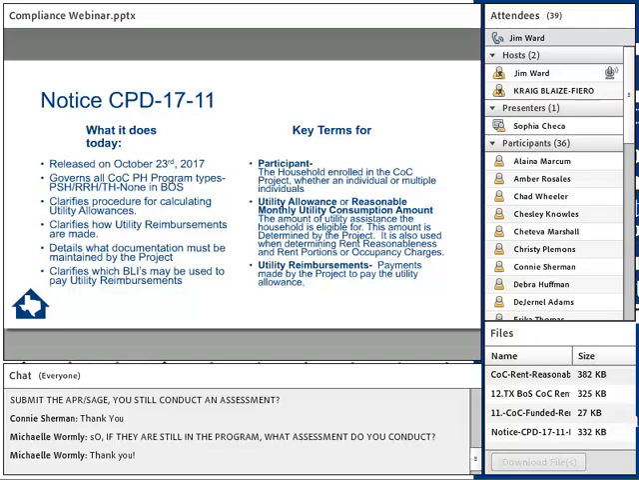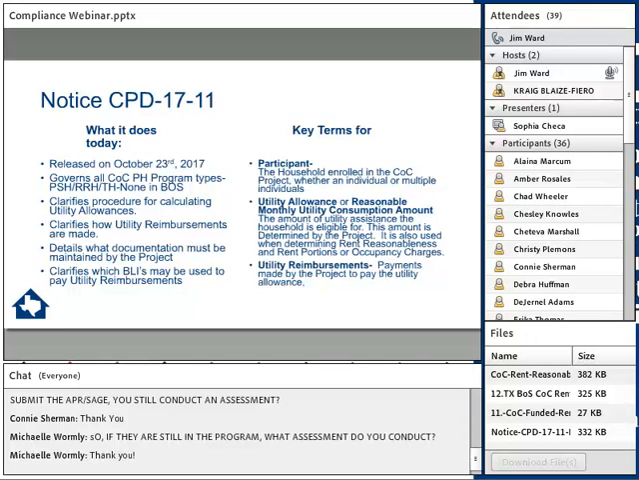As we're having this conversation today, there are some distinctions that we need to make in terms of definitions. When we're talking about participants today, we're talking about the household enrolled in the CoC project, whether that's an individual or multiple individuals. So if it's 5 adults and 7 kids or 1 adult, as long as they're enrolled in the project as a household, they are, for today's conversation, going to be a participant. In addition, what I call a utility allowance, HUD in the notice calls a reasonable monthly utility consumption amount. That's a mouthful, so I like to just call it a utility allowance.